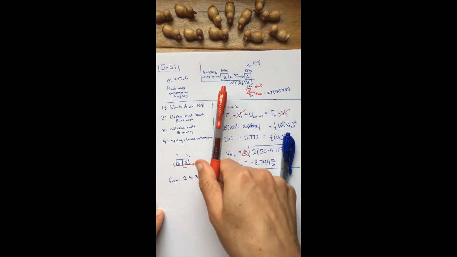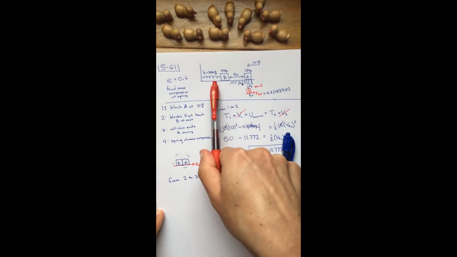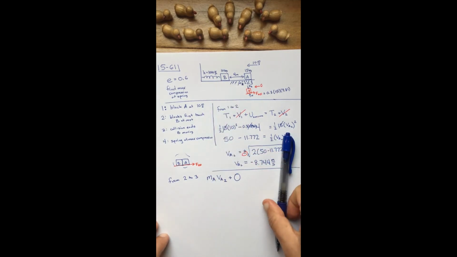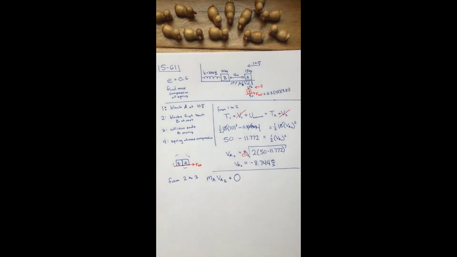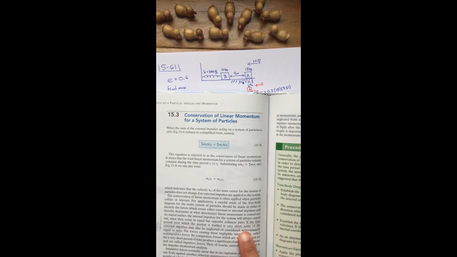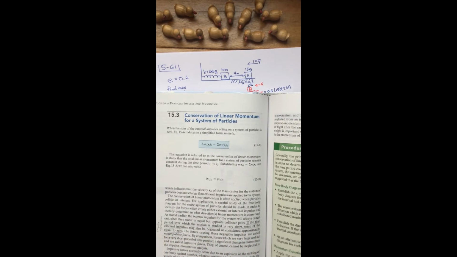And you have, if block B begins to move, then the spring will be compressed, and then you'll have a force of the spring. Now, take a look in your book on page 254. They tell you on page 254, if the time period over which the motion is studied is very short, some of the external impulses may be neglected or considered approximately equal to 0. So this is called the impulse approximation.